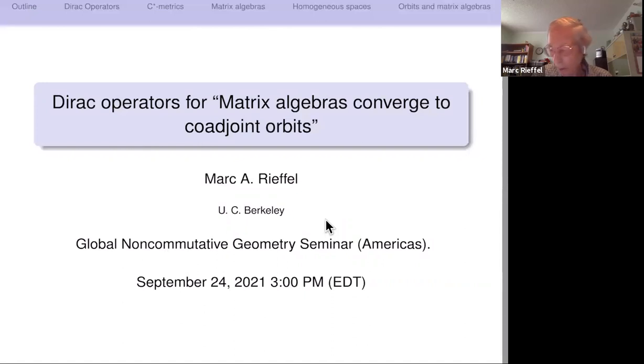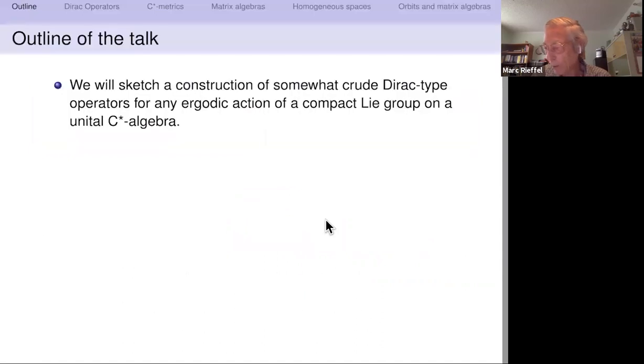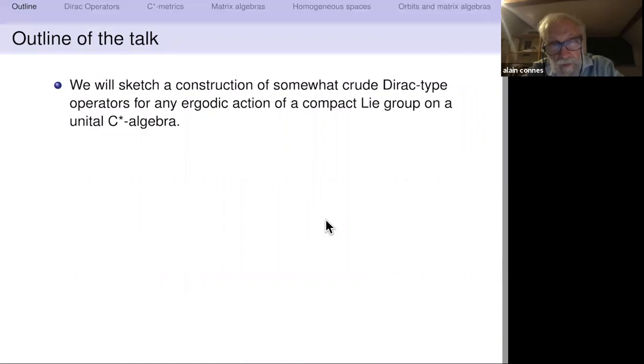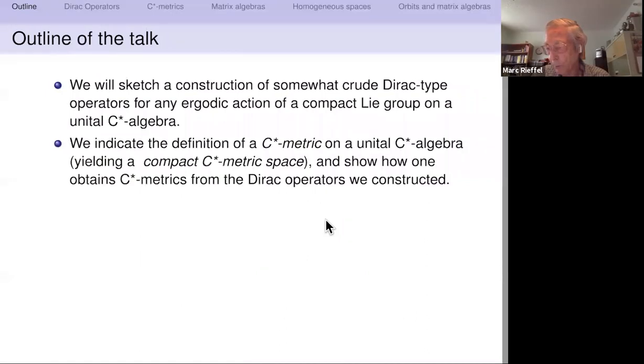And so let me start with the outline of the talk. I'll sketch a somewhat crude Dirac type operator for any ergodic action of a compact Lie group on a unital C-star algebra. That will be the sort of unifying framework. And I'll indicate the definition of a C-star metric on a C-star algebra, and how one obtains C-star metrics from Dirac operators.